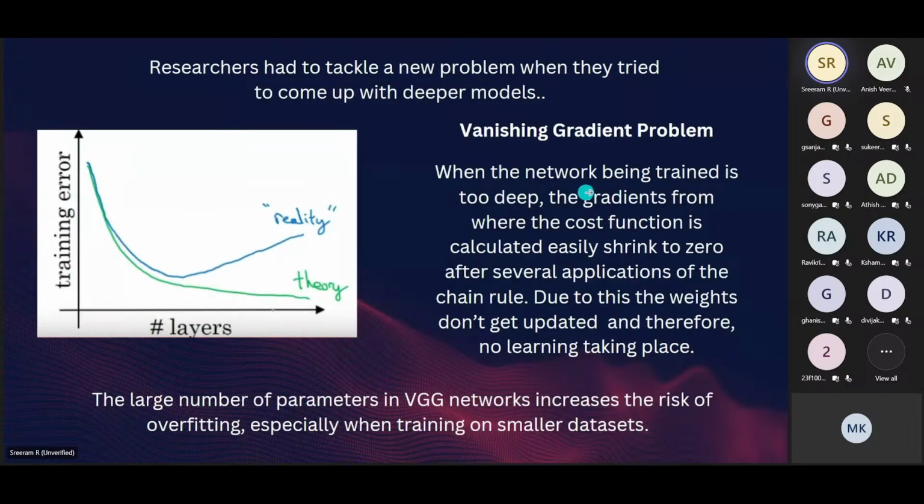Now, what is this vanishing gradient problem? When the network that you're training is very deep, when it has many convolution layers and all, the gradients where the cost function is calculated, right?